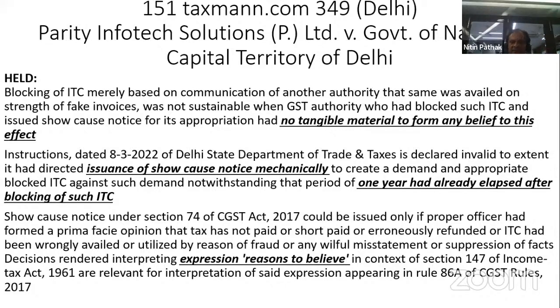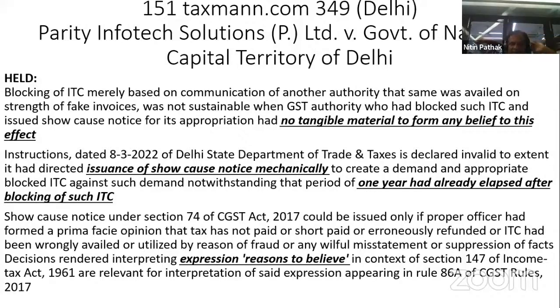Instruction dated 8/3/2022. The department issued the notice mechanically. They have not given the details which I have informed you. To create a demand, an appropriate block of ITC, such demand notwithstanding that 1 year had already passed. They have blocked the credit, but they have never reversed it.